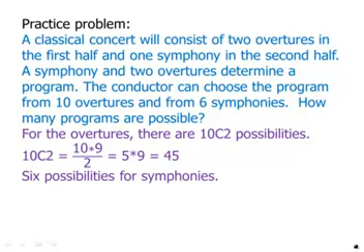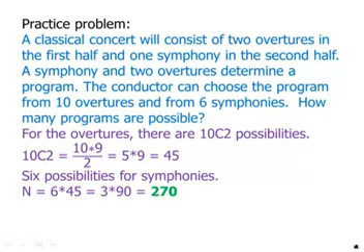And then there are 6 possibilities for the symphony in the second half. So we have the 2 overtures and the symphony, and it means multiply. So it's going to be 6 times 45. We can use some doubling and halving. That's 9. That's 3 times 90. 3 times 90, of course, would have to be 270. There are 270 possible programs.